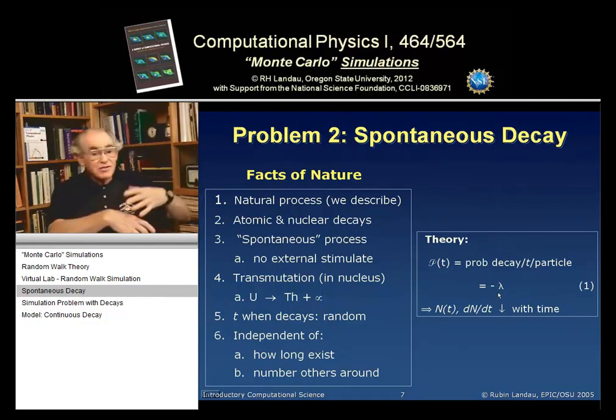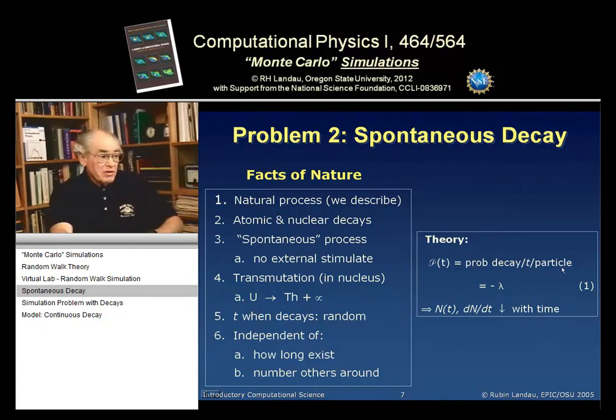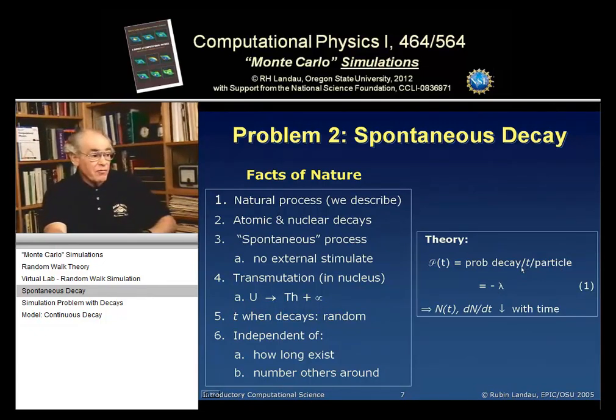It means it's a constant. It's independent of what time it is. It's independent of whether it's decayed before. Well, obviously if it decayed before, it can't decay again, but it's independent of whether some other particles decayed or how many neighbors it has. It's always a constant. The minus sign is here just to indicate that it's negative. It always decreases in number. So the number of particles always decreases.